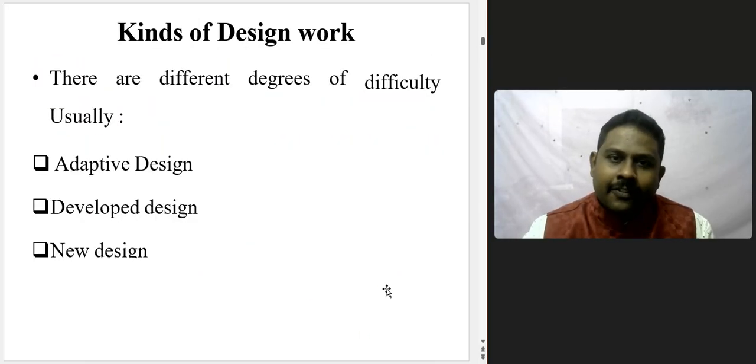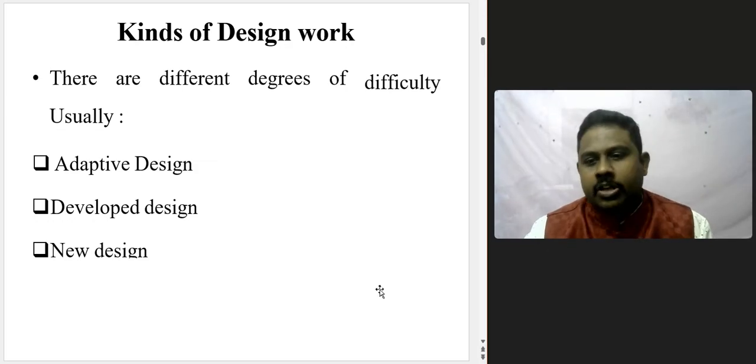So there are different types of design work. They are classified majorly as three types: the adaptive design, developed design, and after that new design. So these are the three major categories which we are going to see today.